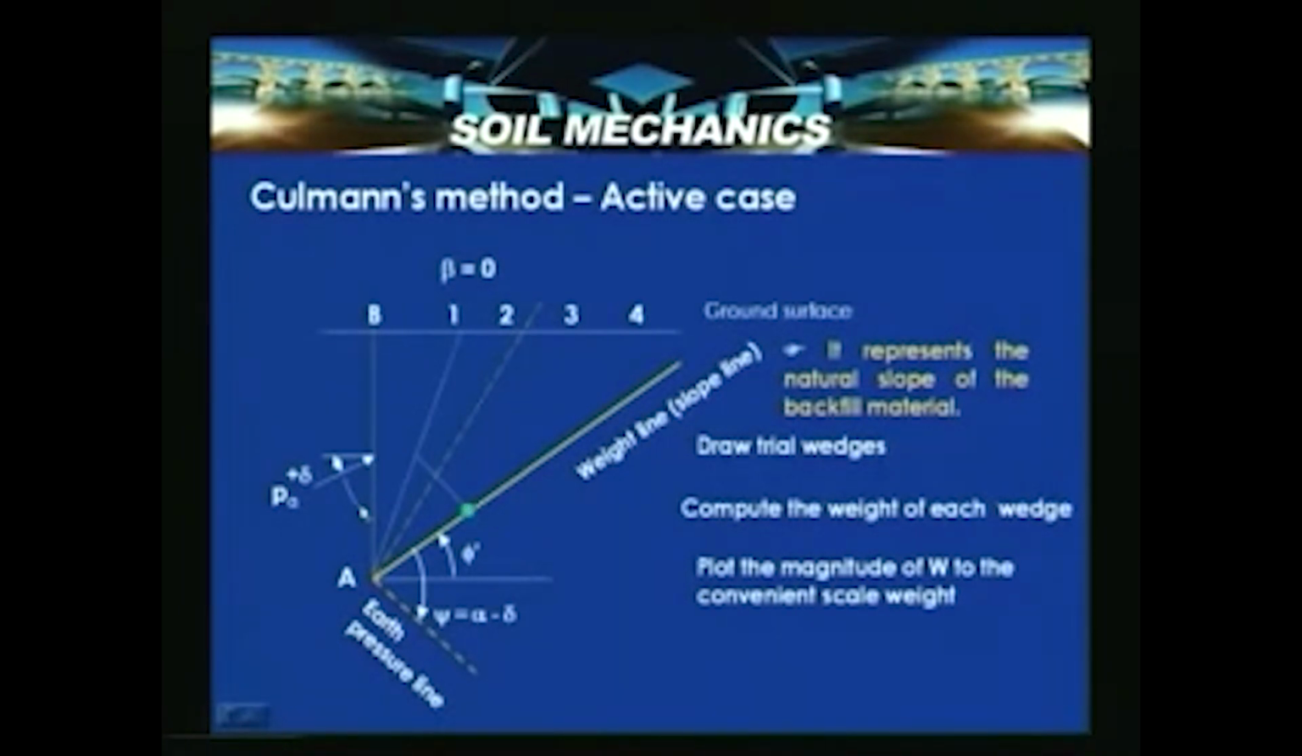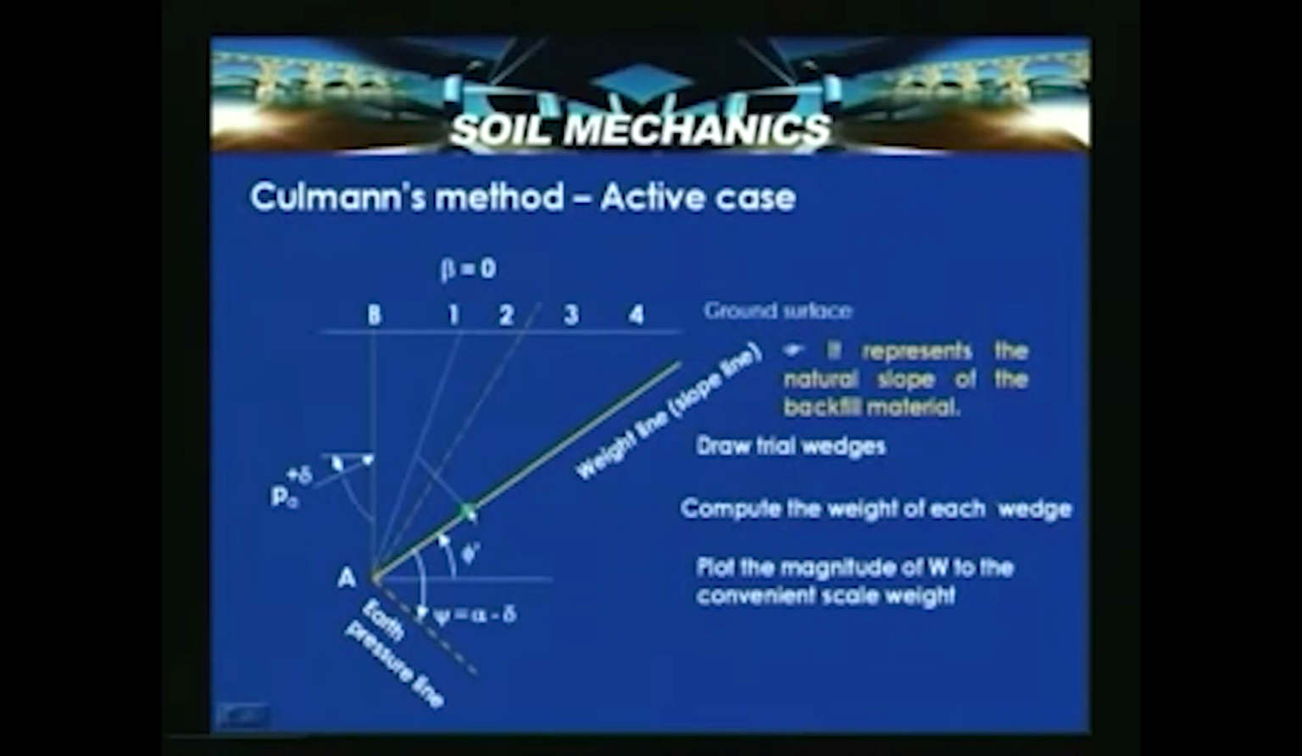Similarly, once you have drawn AB1 as the wedge, determine the weight of this wedge per meter length. Gamma is known to you, so you calculate the weight, and that weight is plotted on a suitable scale on the weight line or slope line. So the AB1 weight is indicated as, say, some point A dash.